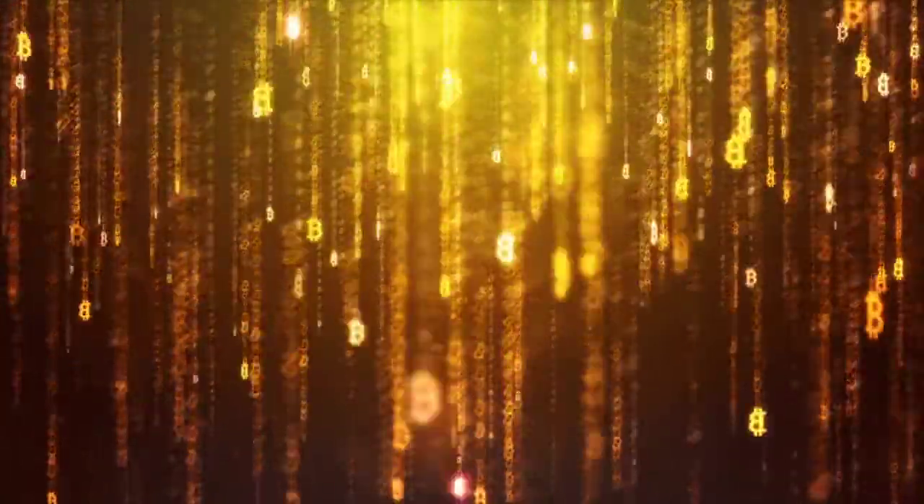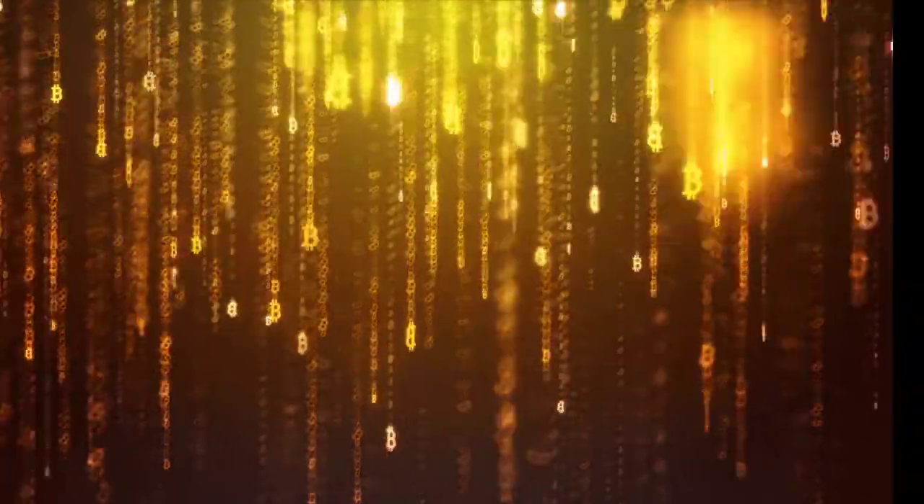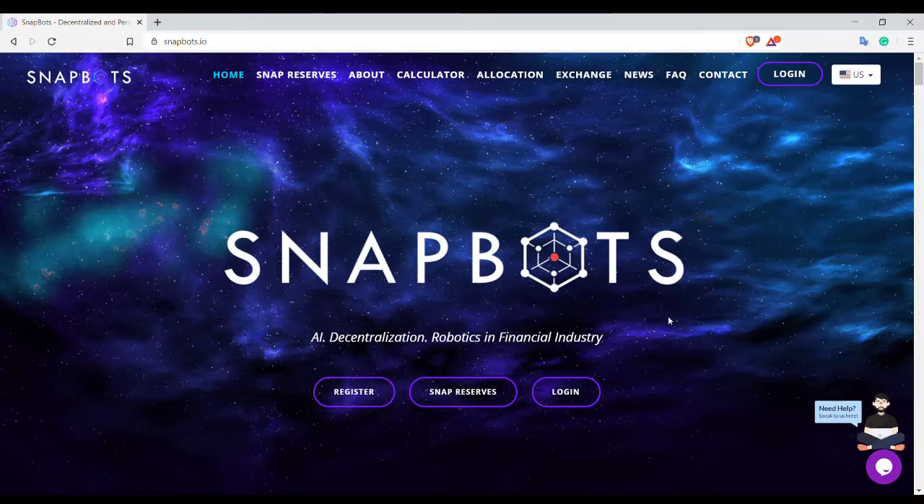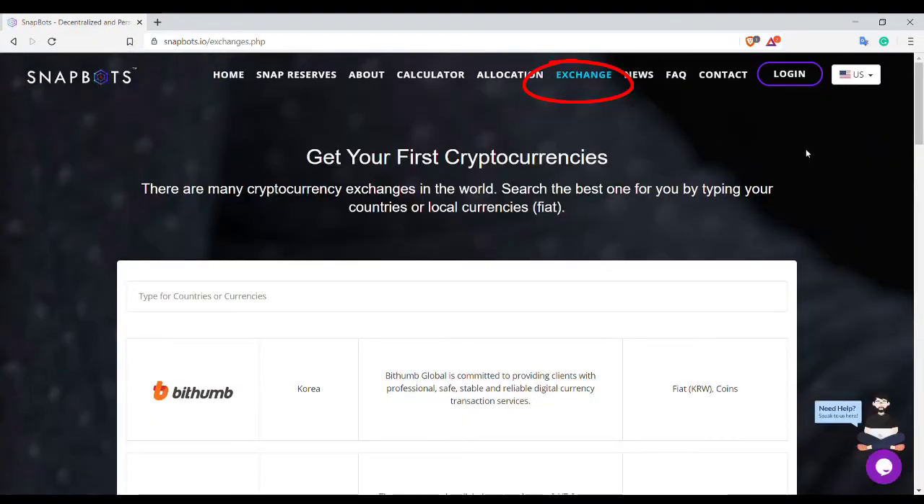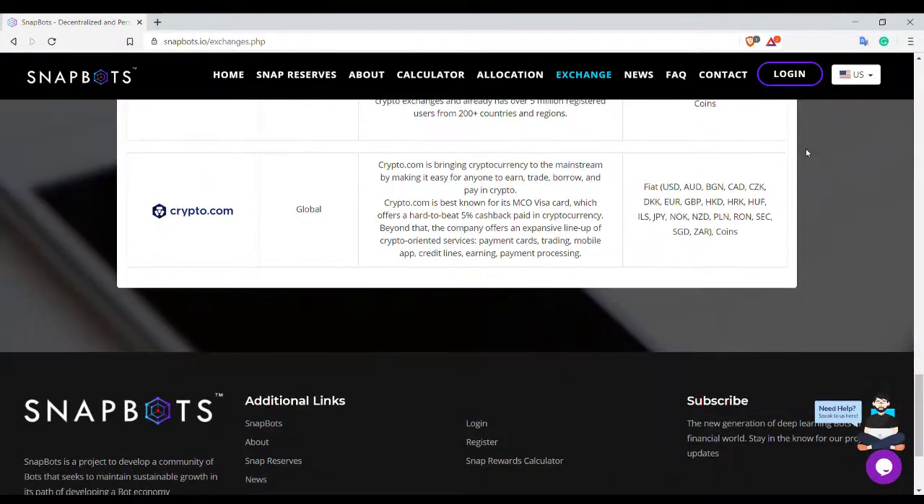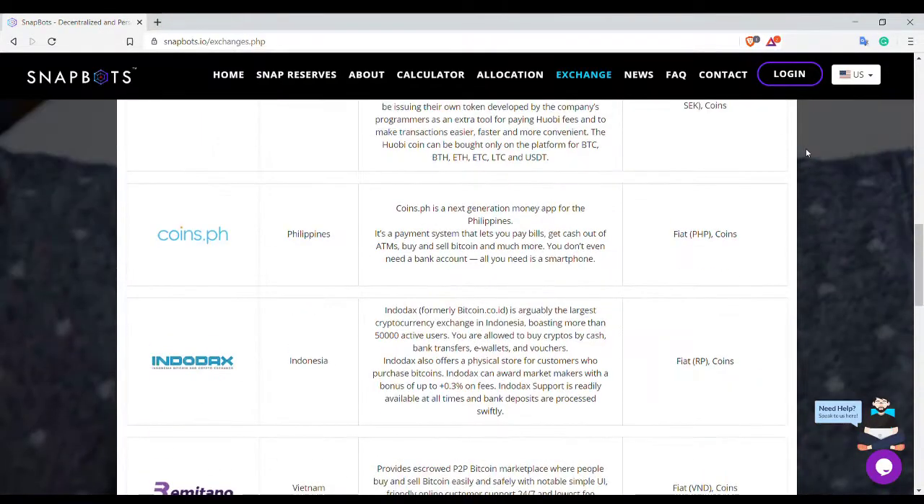There are several ways to buy cryptocurrencies, and one of the most common ways is through crypto exchanges. To find out which exchange you will use, you can easily check on the official SnapBots website. You click the exchange and you will be able to see the number of exchanges. There is a separate video on how to choose a crypto exchange for you. If you haven't watched it yet, please watch it first.